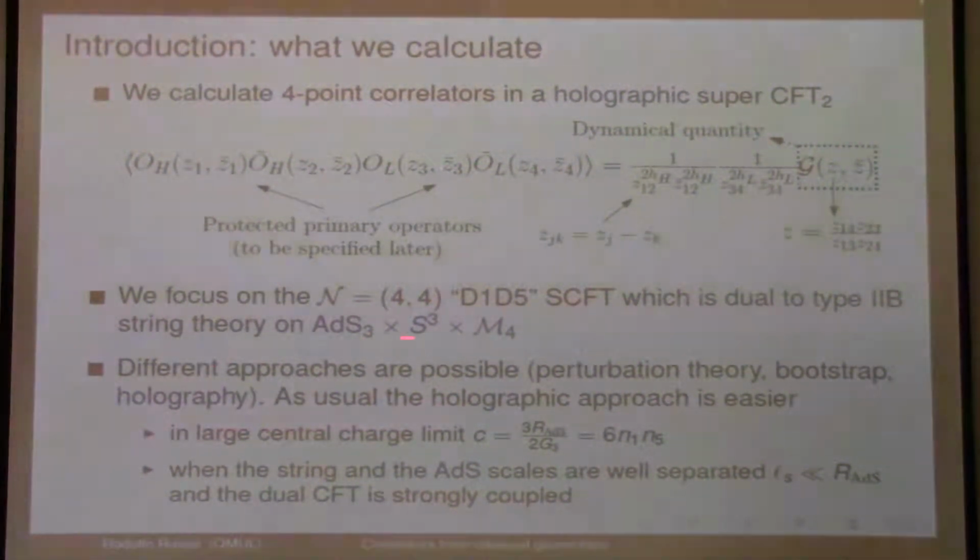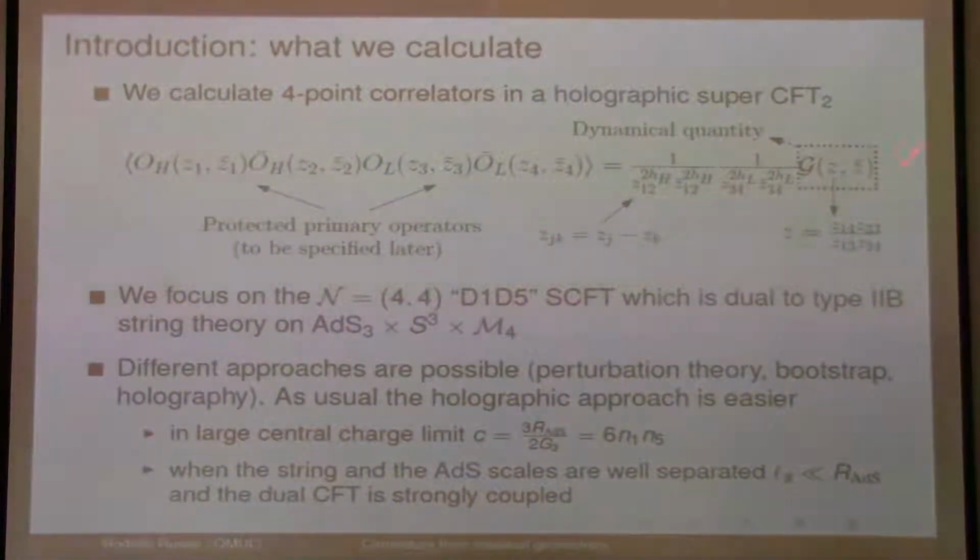I'm considering a (4,4) superconformal field theory, which is often called the D1-D5 CFT, because it describes the low energy behavior of the open string stretched between D1 and D5 branes in type IIB theory. And it's holographic, in the sense already pointed out in the original paper by Maldacena, that it's dual to type II string theory on AdS3 times S3 times a four-dimensional manifold, which could be either T4 or K3. It doesn't matter.